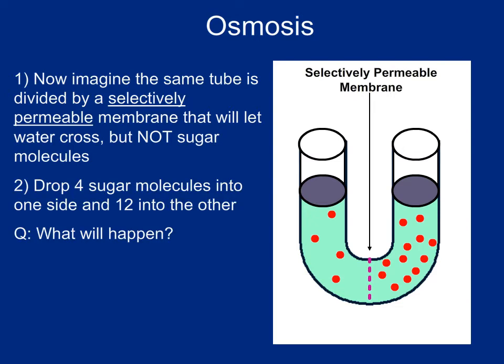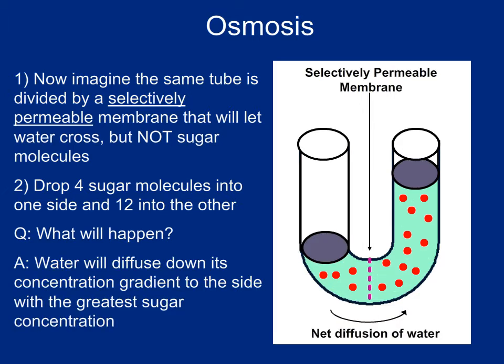Now, just like in our last example, we're going to put 4 sugar molecules on the left-hand side of the tube and 12 sugar molecules on the right-hand side of the tube. And the question again is, what will happen? Well, we can start out by saying that if the membrane was permeable to glucose, the glucose would simply diffuse from right to left, just like we saw a couple slides ago. But remember now that the membrane will not let glucose across, but it will let water across. So what will happen?